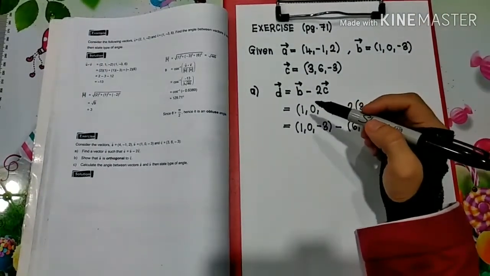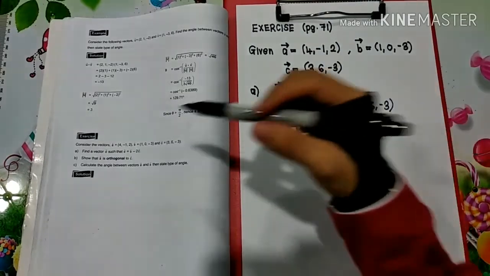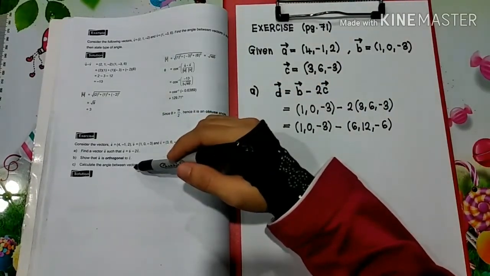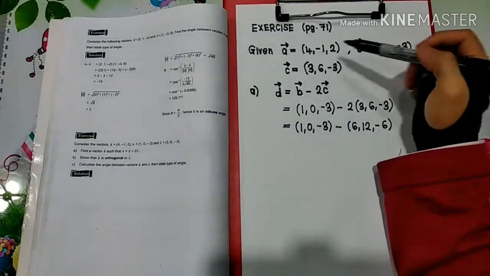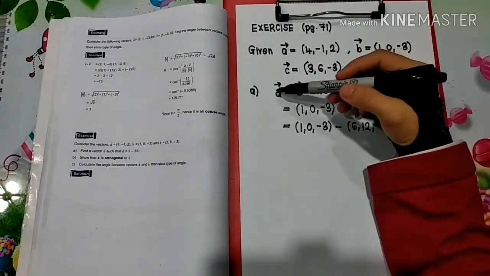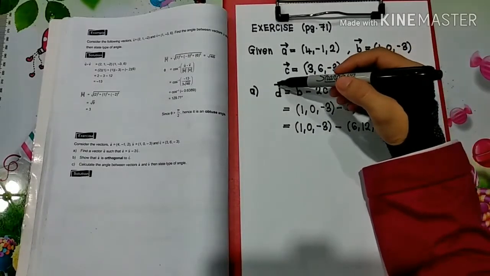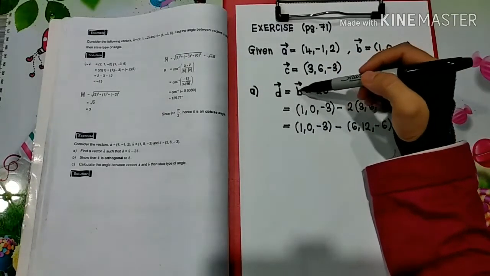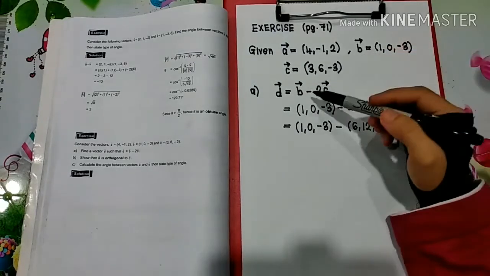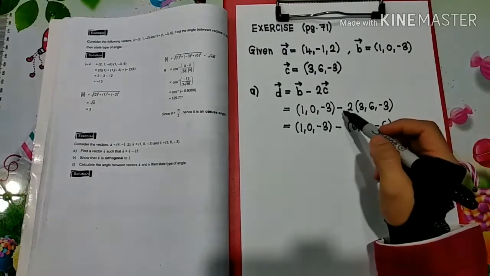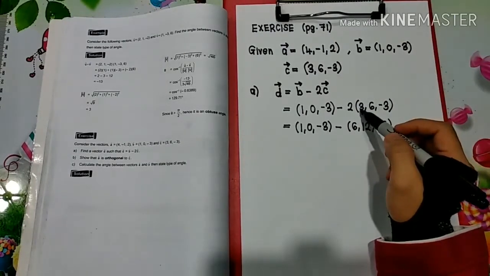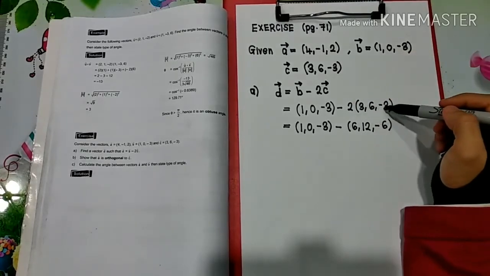Let me show you how to solve the exercise on page number 71, for A and B. For C, you try to solve it on your own. Given here vectors A, B, and C. For A, you need to find the vector D such that D equals B minus 2C. First we substitute vector B here, 1, 0, negative 3, and then minus 2 multiplied with vector C. C here is 3, 6, negative 3.